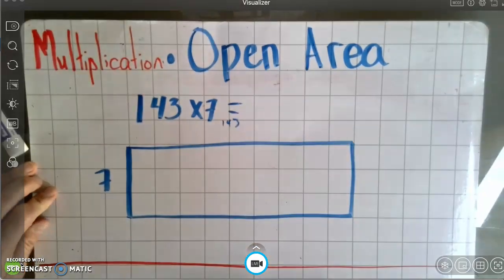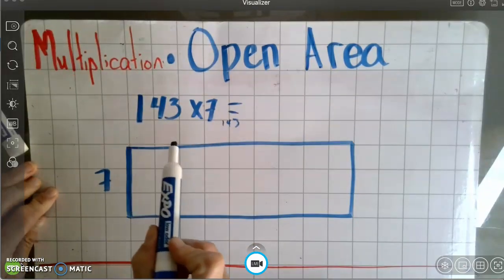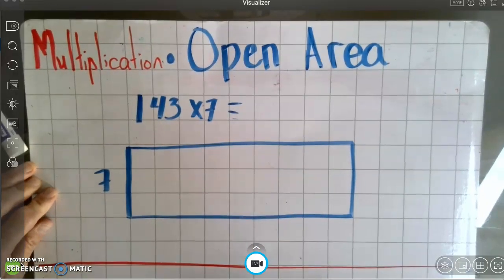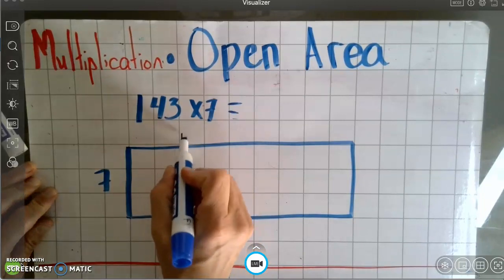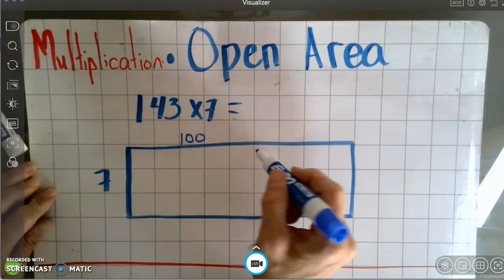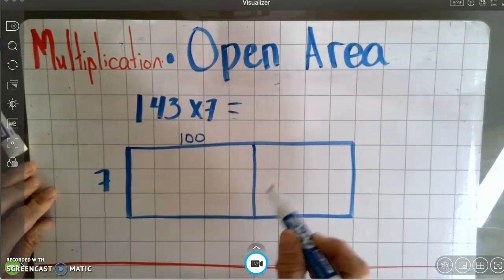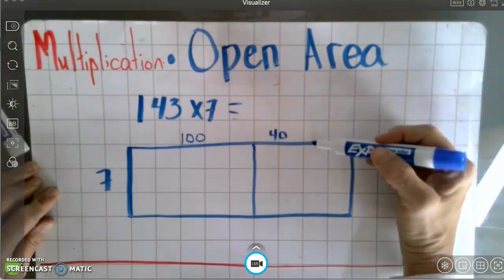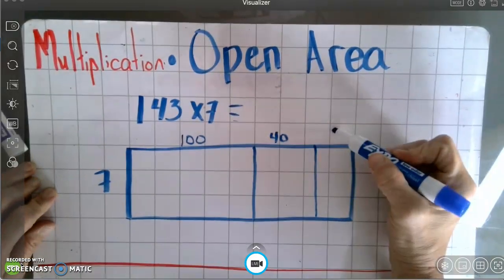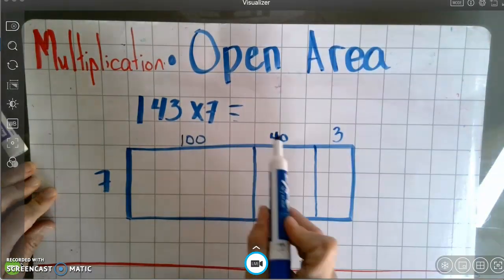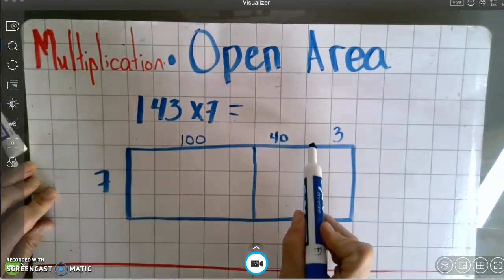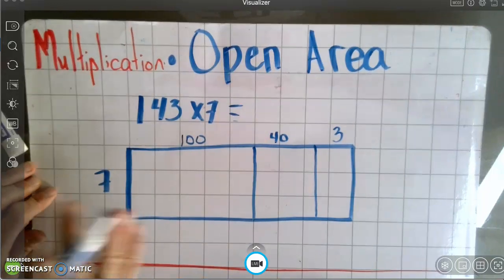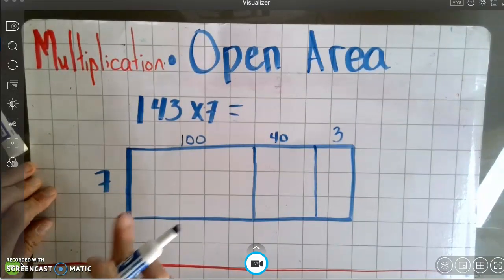So what I can do is break my 143 into 3 different place values. Okay, I have 100, which is pretty long. I have 40, not as long. And then I have 3, 143. And I separated those place values with lines. And I have my 7. I don't have to make any lines, it's just 7.